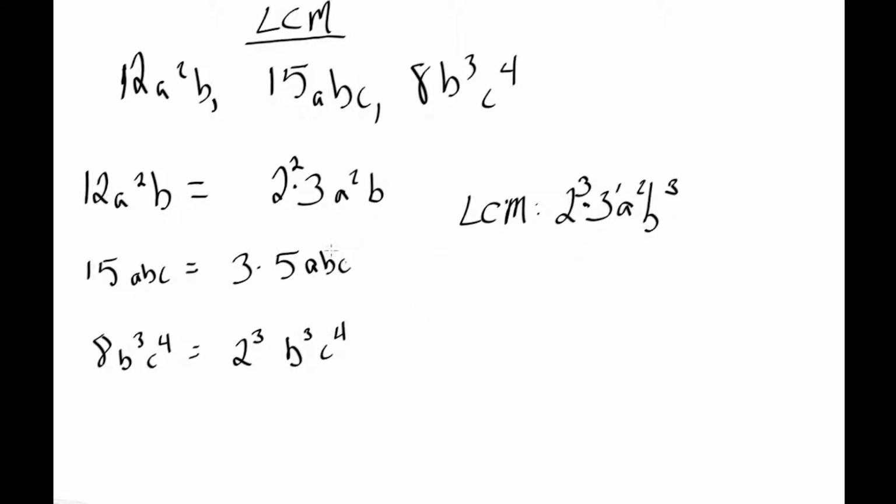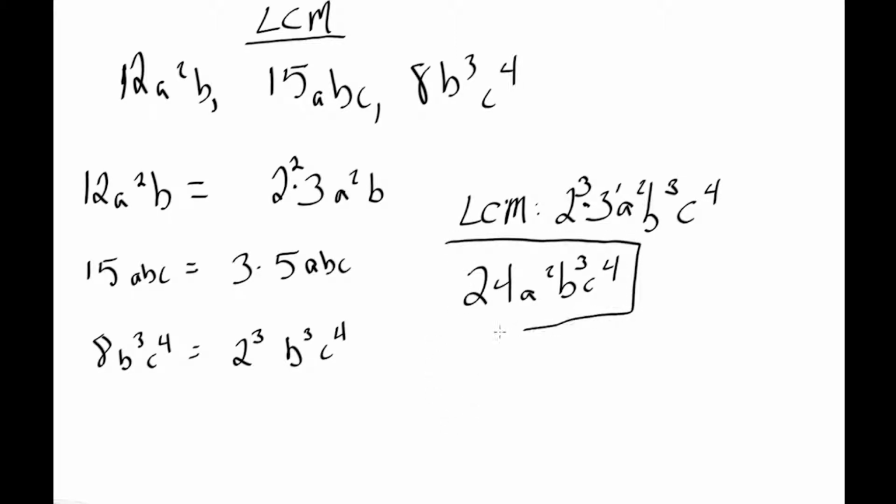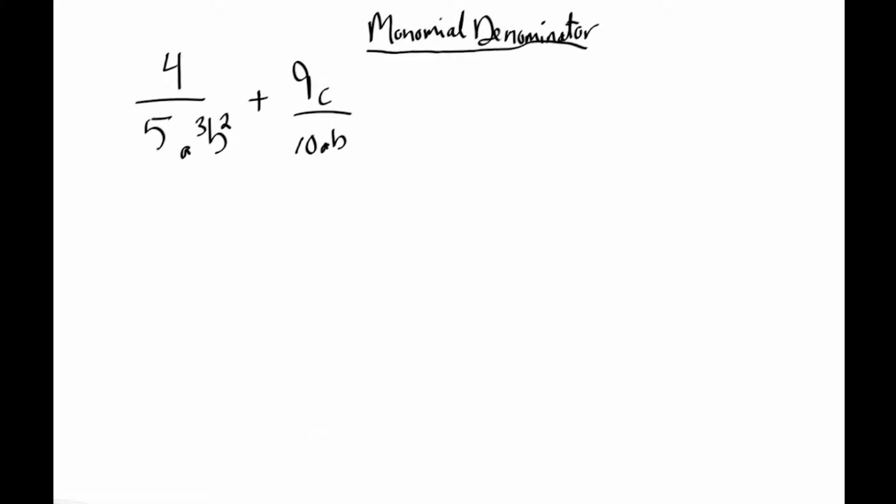And here we have 1c, we have c to the 4th, so I have to go with c to the 4th. This is going to be my lowest common multiple. 2 cubed, which is 8, times 3, gets me 24, a squared, b cubed, c to the 4th. So this is what we have as our LCM. This is helpful for when we start finding fractions. Let's go over and do an example like that.